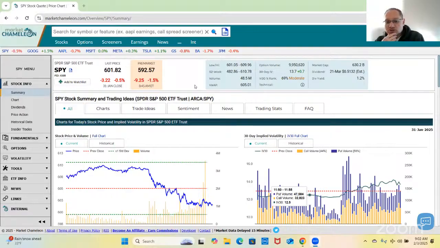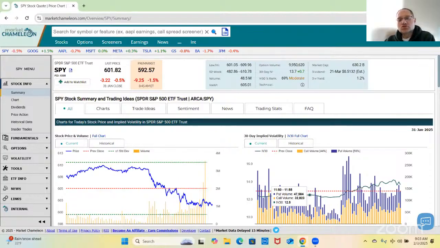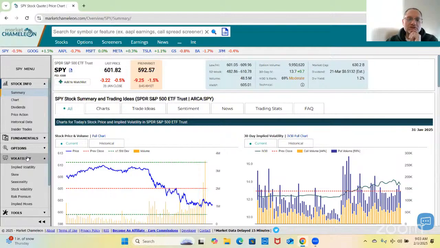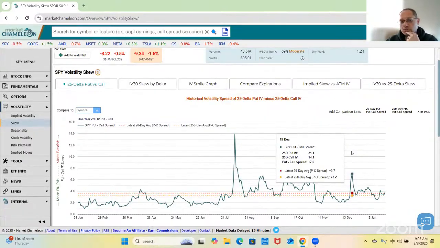So to get to this page, type the symbol into the search up top. I typed in SPY. Once you get to the SPY page, you'll come to the summary page, and on the left-hand side, you have this menu bar. Click on volatility skew, and then we'll get to this implied volatility skew page.